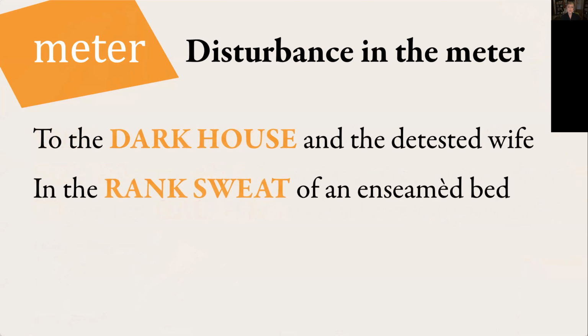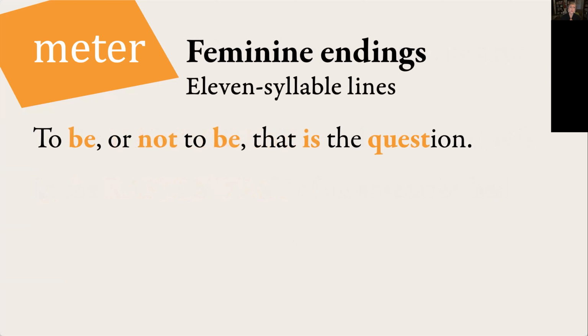There are lots of kinds of disturbances. This is another foot, a two-syllable foot that has no emphasis. This is a two-syllable foot that has two emphases. The combination, this has a word, this no emphasis. This has a word, two syllables, both emphasized. The combination of the two of them is another word. But when Shakespeare uses this, we get to have two words in a row that have an emphasis in "the rank sweat of an enseamed bed."